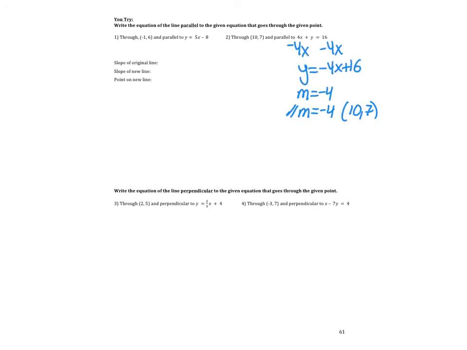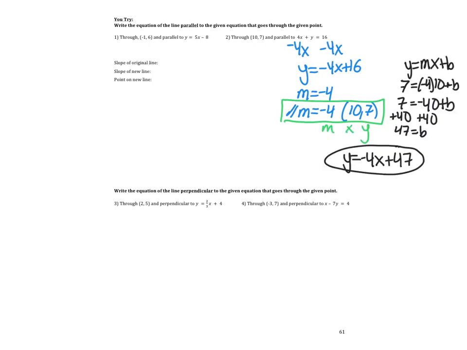The first thing I did was I isolated y by subtracting 4x from both sides. Then I wrote that my slope is -4, so my parallel slope is also -4, and I go through the point (10, 7). I now have a problem that I need to solve by substituting these values into y = mx + b. When I substitute in my slope and my point, I get y = -4x + 47.